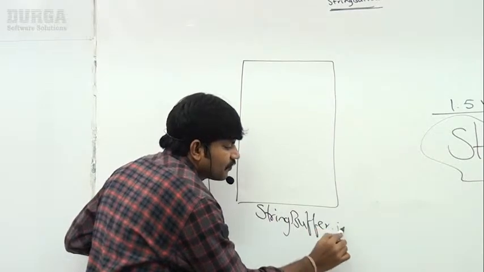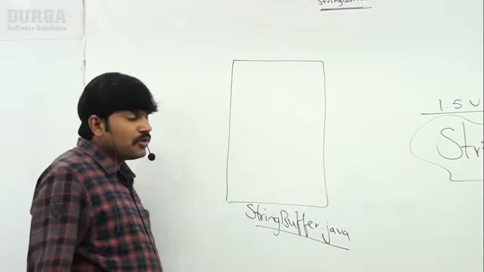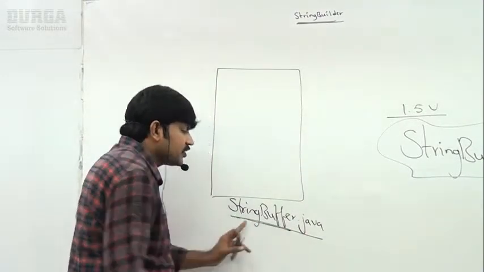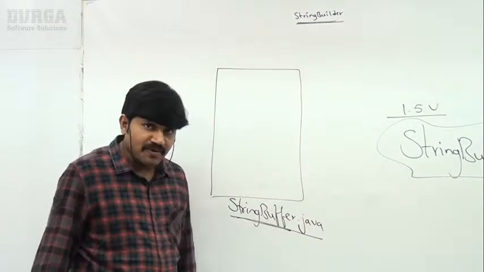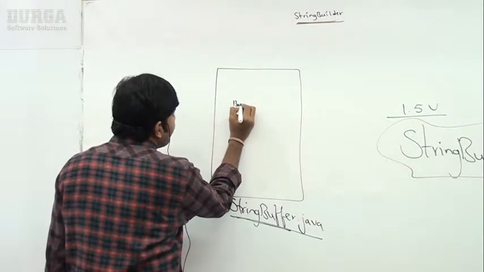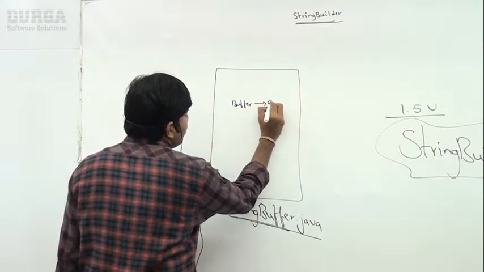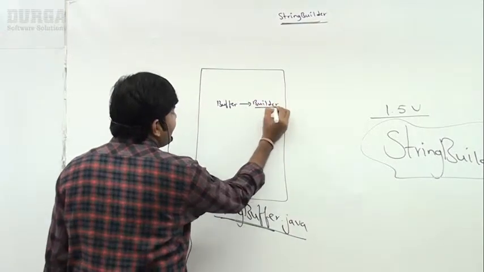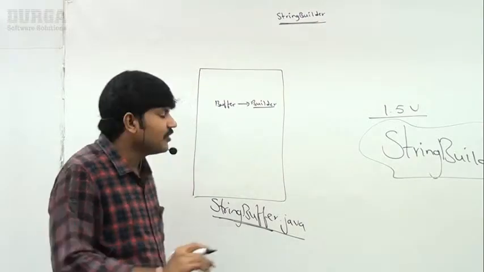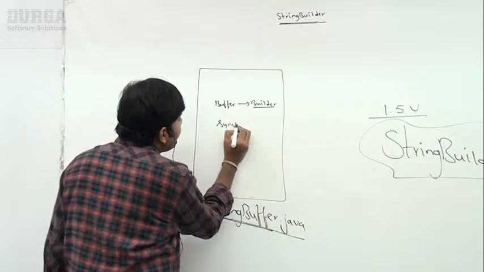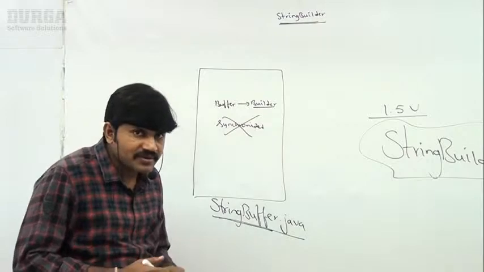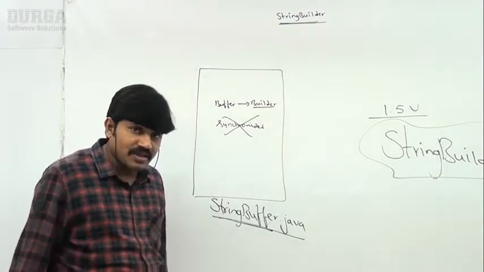The StringBuffer.java file is there, sir. Do you know what the Java people did? They opened this StringBuffer.java file. First change: wherever "buffer" is there, replace it with "builder". Second change: wherever the synchronized keyword is there, remove that synchronized keyword.